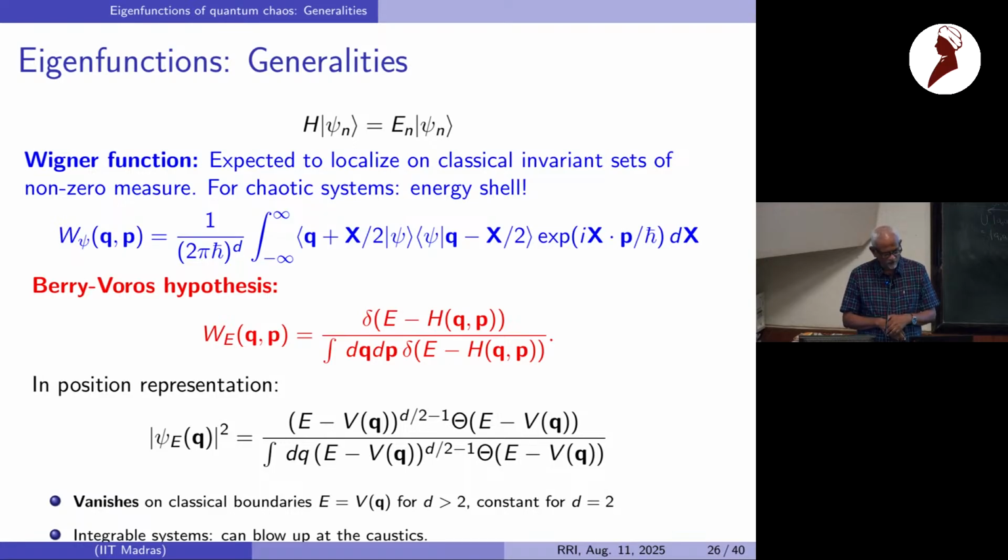Eigenfunctions, so let's first talk about some generalities. What are we talking about? We have some Hamiltonian. I don't know whether it's chaotic or not and so on. And I'm finding out eigenvalues and eigenfunctions. What do we expect of these eigenfunctions? Now, we are used to eigenfunctions of a harmonic oscillator, for instance. I don't know how many of you have done the 1D harmonic oscillator using coherent state representation. That's the simplest way in which you can look at eigenstates of a harmonic oscillator.